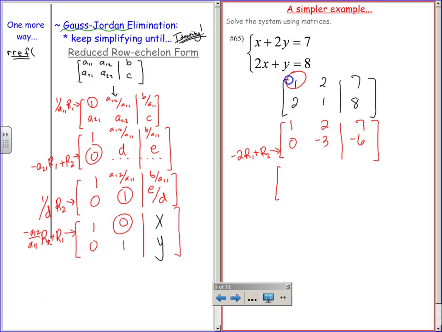What's the next step? Leave the first. Adam just said divide. Why? Because we want to get a 1. 0 divided by anything. Negative 3 divided by negative 3. Negative 6 divided by negative 3. Row echelon form says stop. Reduced row echelon form says no, keep going.